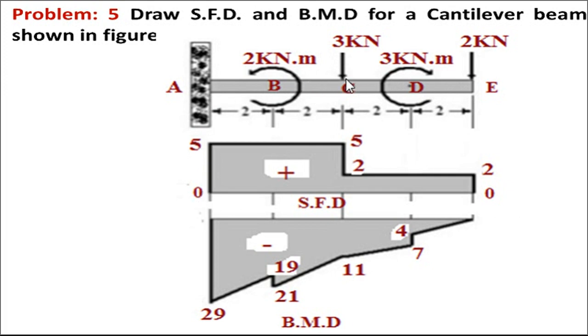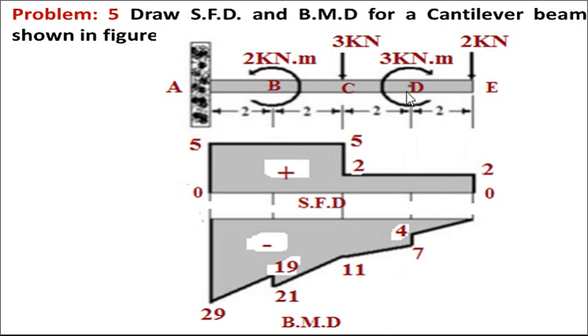No load from A to C, because there is no effect of moment in shear force. So A to C no load, horizontal line. So plus 5 minus 3 you will obtain plus 2. C to E no load, no effect of moment in shear force diagram. So plus 2 minus 2 will get 0. But this moment should be considered in bending moment diagram.